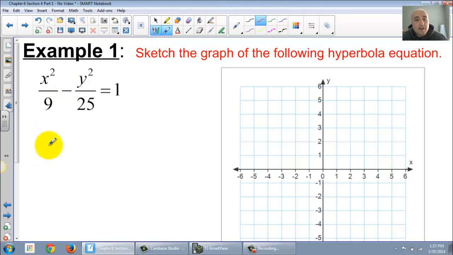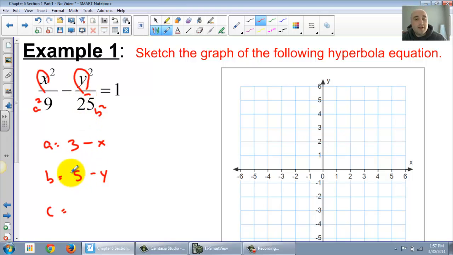All right, so let's figure out our a, our b, and our c. Remember, a is always the first number on the bottom. So this is a squared, and the square root of 9 is 3. It's underneath x. b is always the second number on the bottom, and it's underneath y. So the square root of 25 is 5.